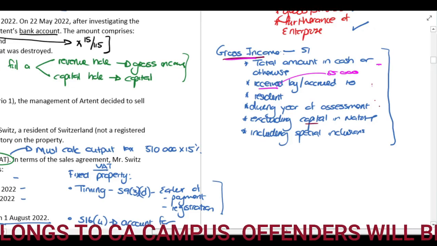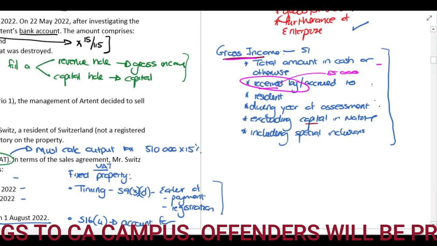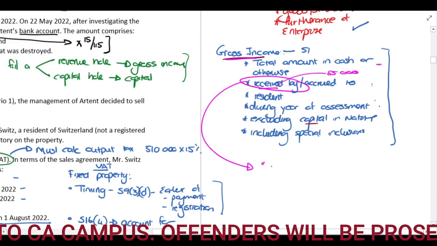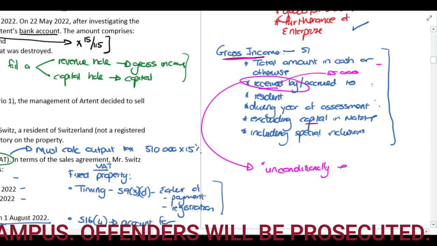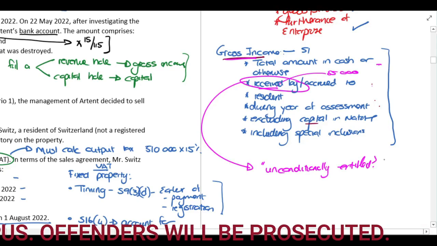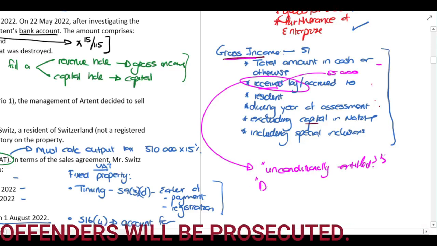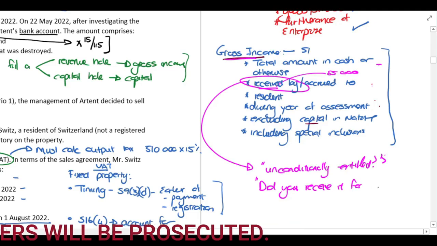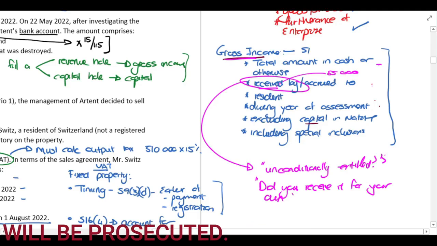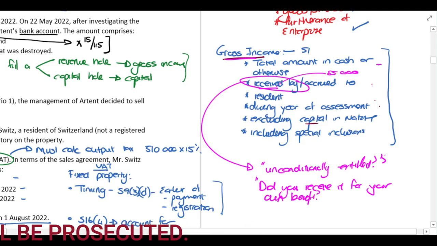Now, you need to remember one of the principles that we have to look at when you receive an amount: you have to ask yourself, are you unconditionally entitled to it? Did you receive it for your own benefit? Now, in this case, we have to consider that 27,000 rands excess, did we receive it for our own benefit? Are we unconditionally entitled to it? Now, the answer is no, we're not.